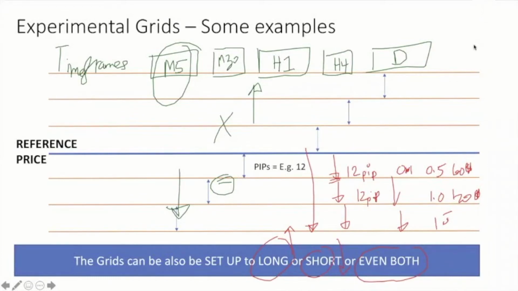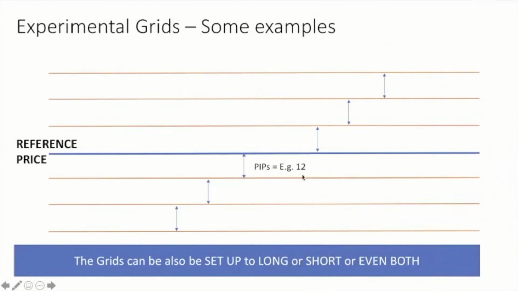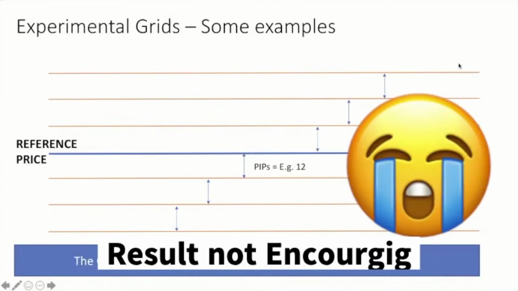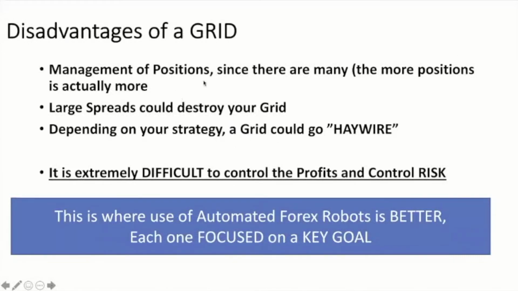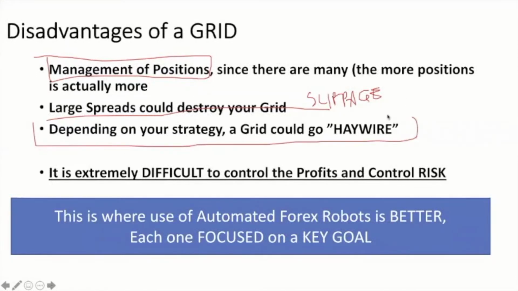So it's not as easy as it seems, but you can try it out so that you can see the complexities. Yes, in theory, it works very, very well, but the results that I got were not that encouraging. And there are a lot of disadvantages of the grid, not because of the grid itself. I think the grid is really one of the best ways to trade. It's the management of positions. As the grid gets bigger and bigger, there are so many positions. You've got to key in so many grid positions, then you've got to manage those things. A large spread could destroy your grid. And in Forex, the main problem is slippage from vendors. That could destroy your returns. And of course, you have some issues of even brokers doing stop hunting, right? So depending on your strategy, a grid could also go haywire.